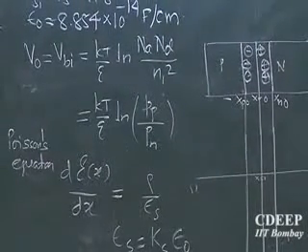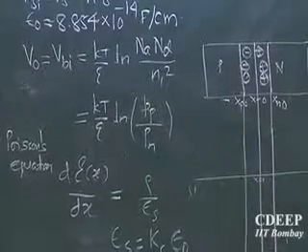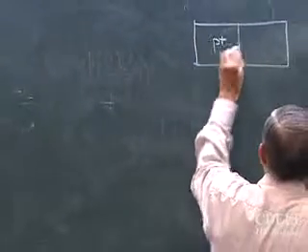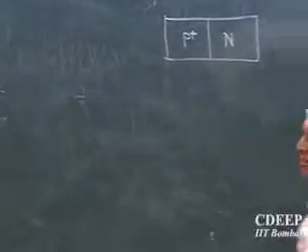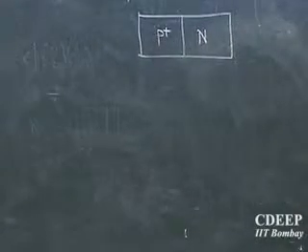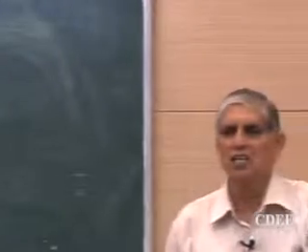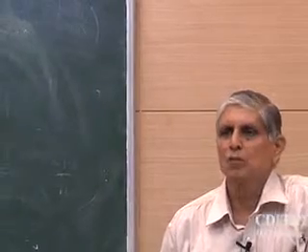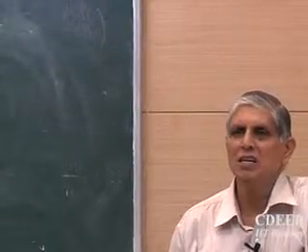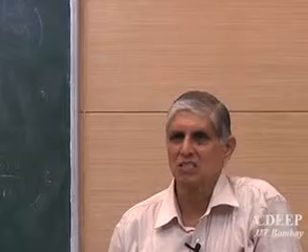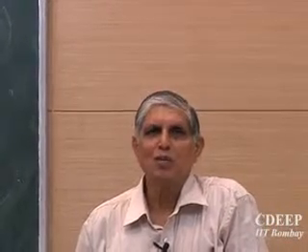Before I derive this, I may also like to tell you a few more things. If you have a PN junction and one side of the PN junction is heavier doped compared to the other, this is called a P plus N junction, or alternatively it could be an N plus P junction. One more possibility is what? P plus N plus junction.